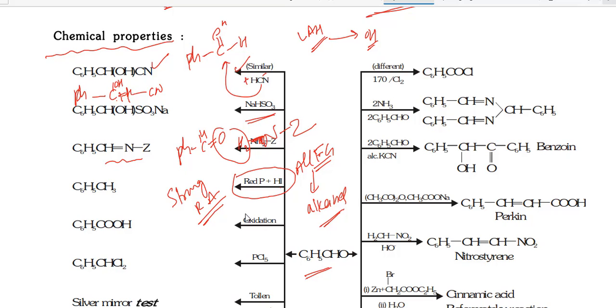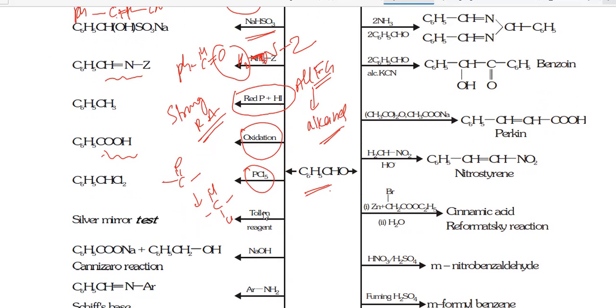Now if you do oxidation, it is already an aldehyde, so in the next step it becomes carboxylic acid. With PCl5, the C double bond O group becomes C with two chlorines, the oxygen is substituted by two chlorines. Then this aldehyde gives the silver mirror test.